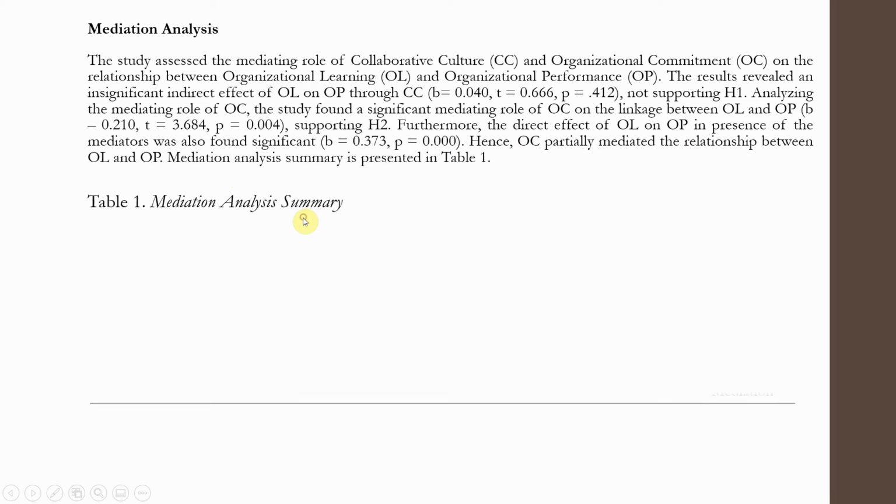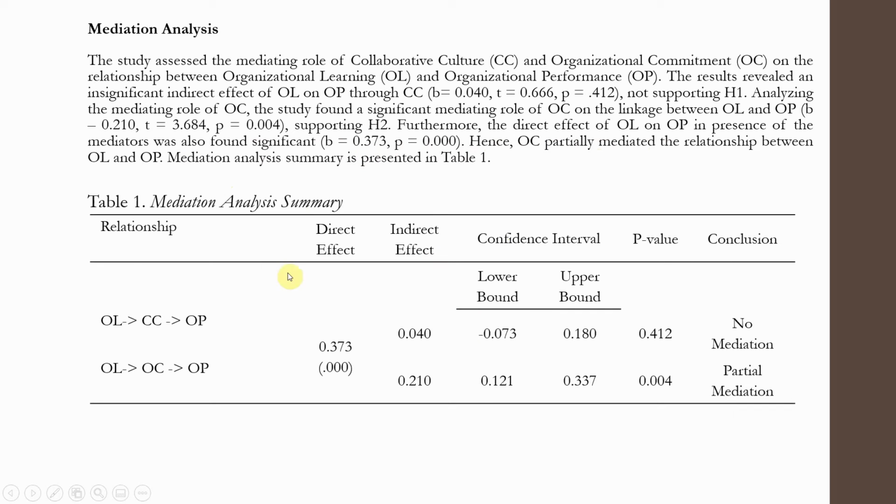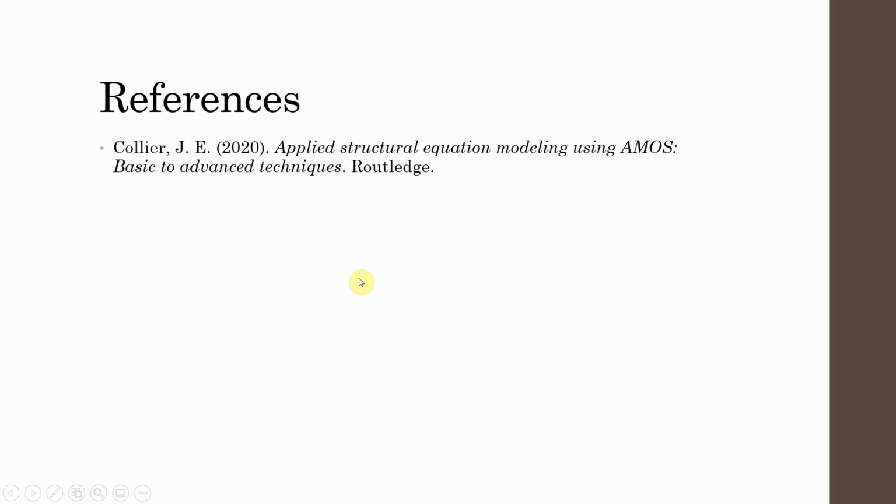Now here is the summary of the mediation analysis. So your relationship, your direct effect, your indirect effects, your confidence intervals, your p-values and your mediation. Whether there was a mediation or there was no mediation. So this is how you report your mediation analysis.